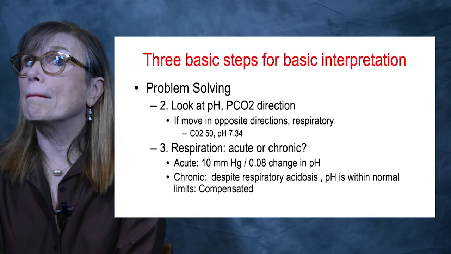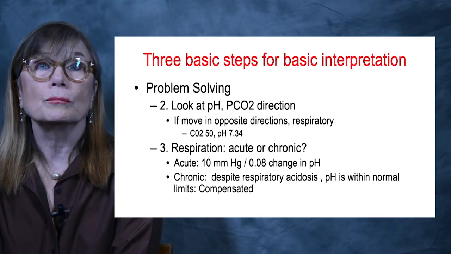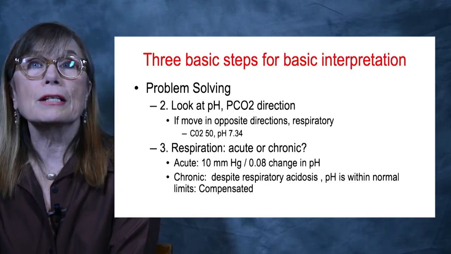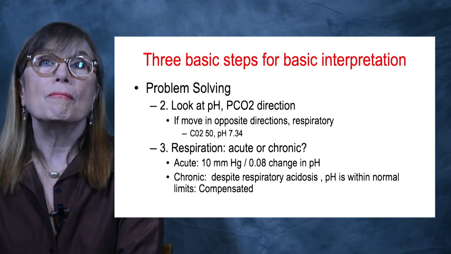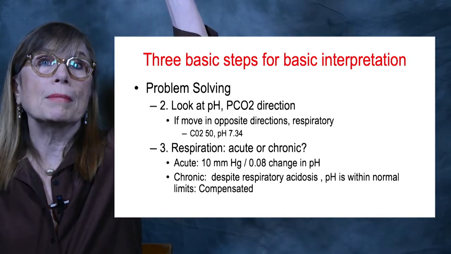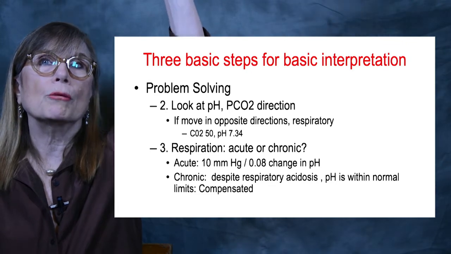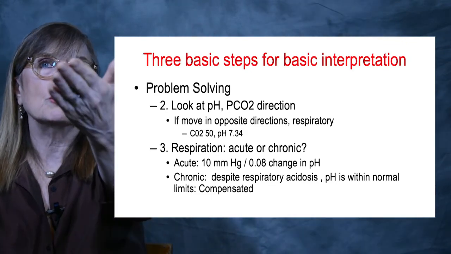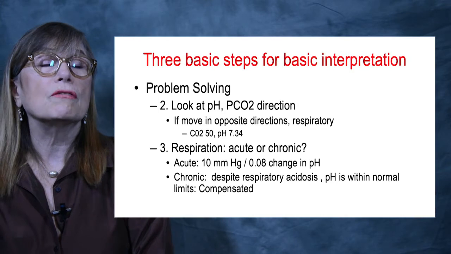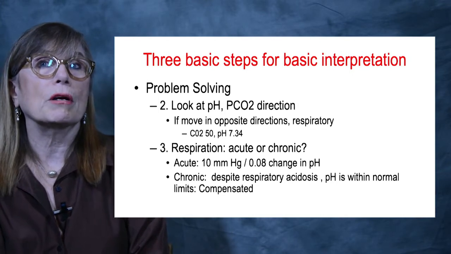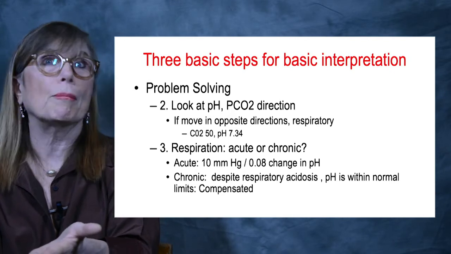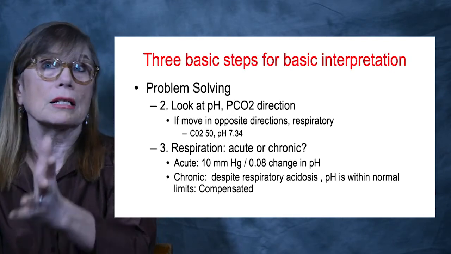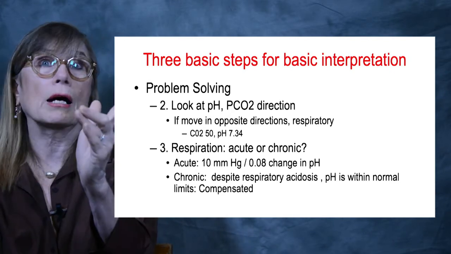Okay, so number 2 in problem solving, look at your pH with the PCO2 direction. If PCO2 is up, that means more acid in the blood and your pH will go down. So just as you see here, CO2 is 50 and the pH is 7.34. pH is down and outside of range, you've got a problem and you're not compensated. Doesn't matter how close you are to range, you're not compensated.